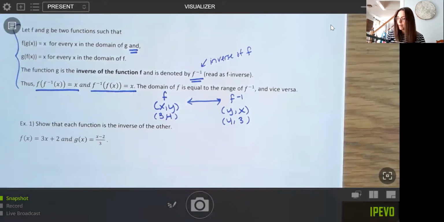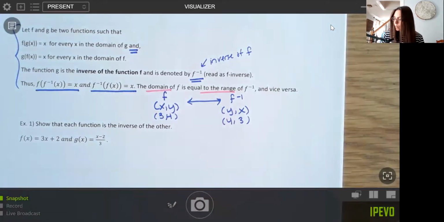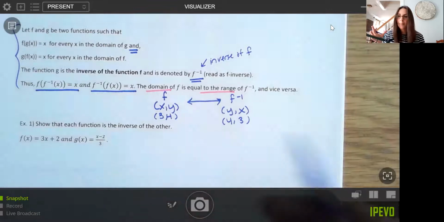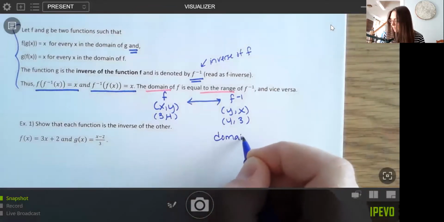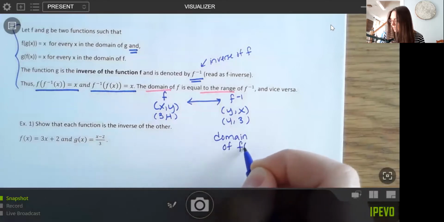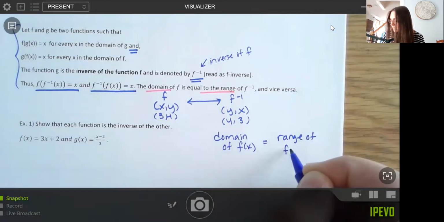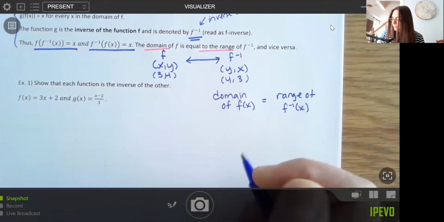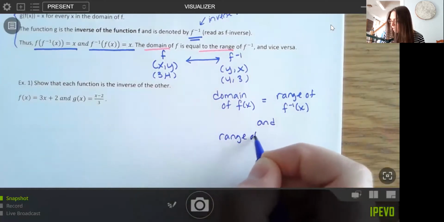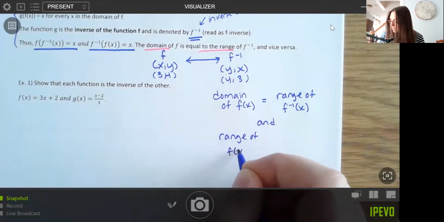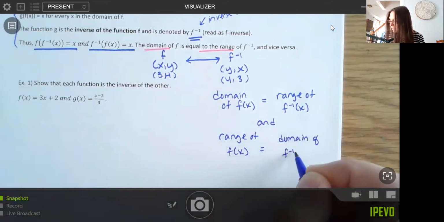It also tells us about the domain and range. Okay. So the other thing that we know, because of this whole flipping kind of opposite idea, is that the domain of the function is equal to the range of the inverse function. And the range of the function is equal to the domain of the inverse function.